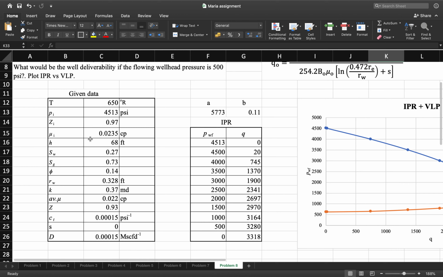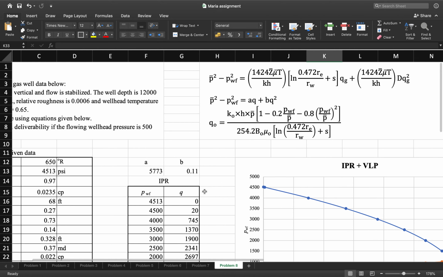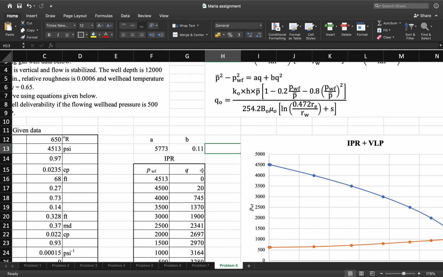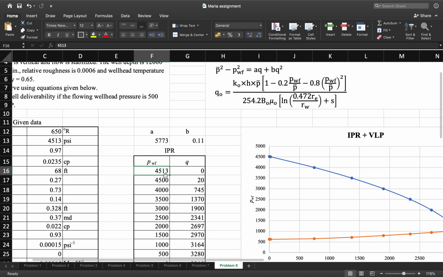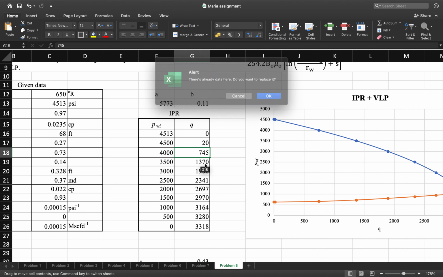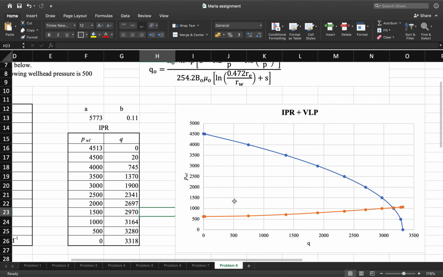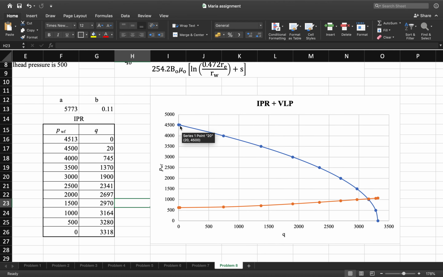The first one, we have the given table here with the A and the B. Where are A and B? A is here and B is here. When you replace the input parameters here, you have the A and B. The same, you will have the bottom hole pressure decreasing like this from 1 to 500 here, and the flow rate will increase. The same with the other IPR curve, I will have the IPR for this one here.